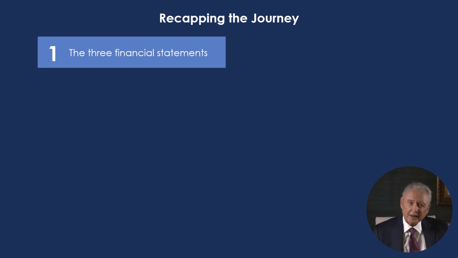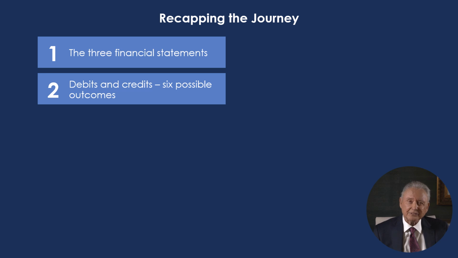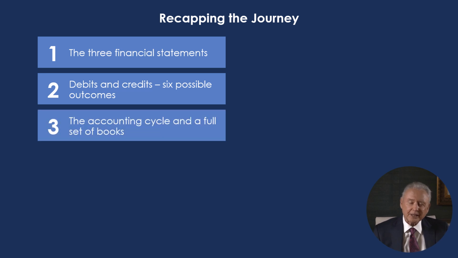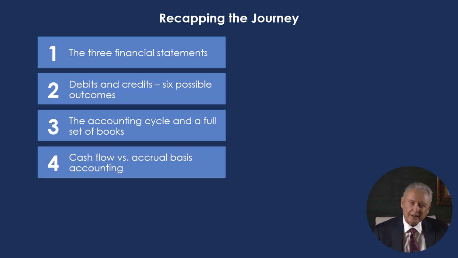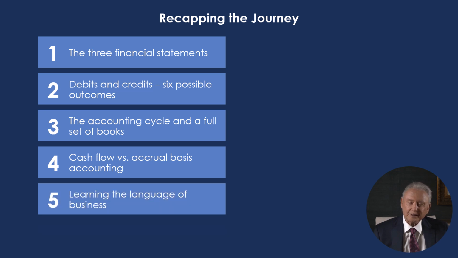1. We learned about the 3 financial statements. 2. We demystified debits and credits, establishing 6 possible outcomes as possibilities for all accounts. 3. Prepared a set of books using the accounting cycle. 4. Learned the difference between cash flow accounting versus accrual basis accounting, massively important. 5. We are learning the language of business. We think it is exciting to have come this far in just a few hours. The best is yet to come.